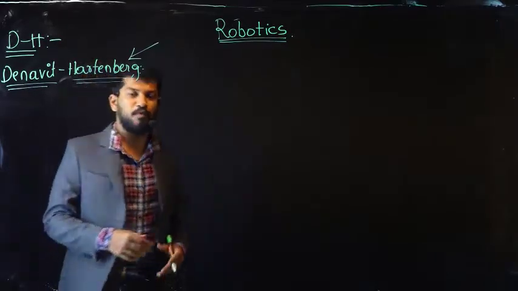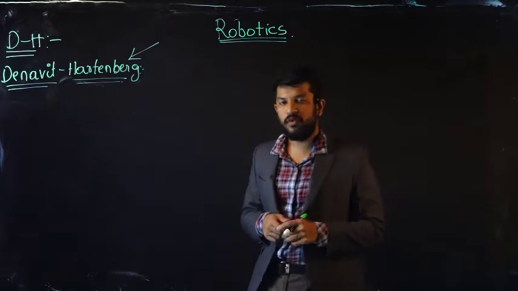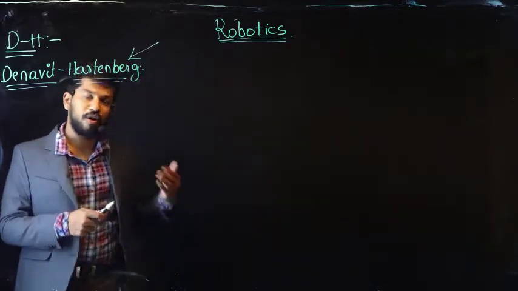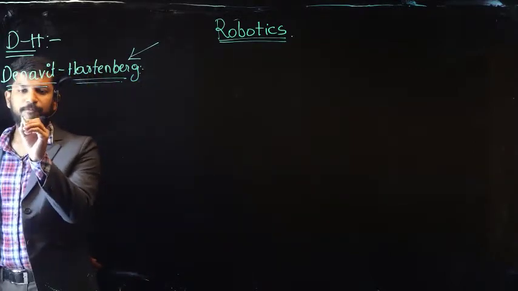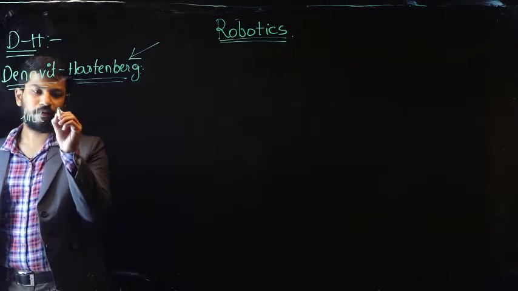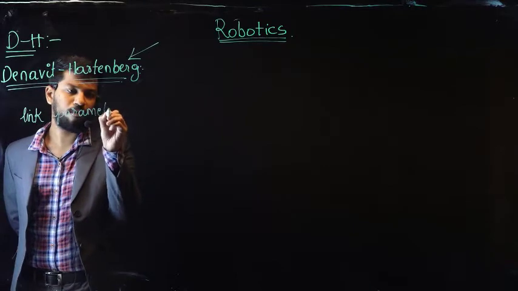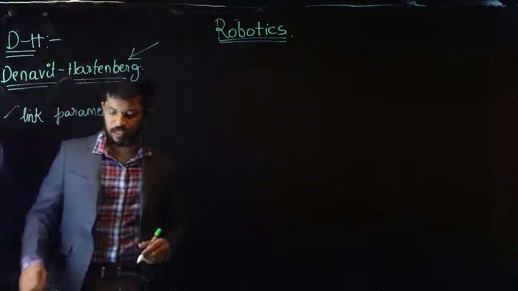So up to now we have discussed the importance of learning this Denavit-Hartenberg approach. Now we will be finding out some basic terms, which you can relate to the extent you already know about robotics. So first, we will be learning about link parameters. What are these link parameters?